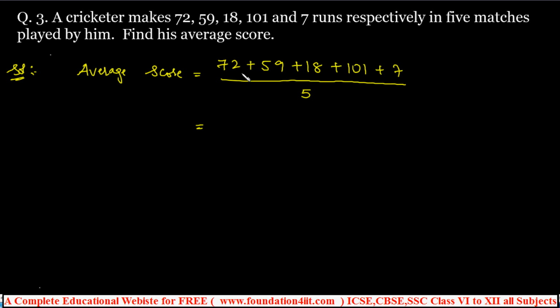So by adding these numbers, randomly I'm adding: 11, 19, 10, 7, carry 5, 2, 2, 5, 25, so the sum is 257, and divide by 5. 257 divided by 5, normal division: 5, 1, 5, 5 is 25, 7, then 2 carry, so extra 0. You can cancel this. 51.4 is the average score. So when the numbers are given directly, this is the way. Let me show you one different question now.